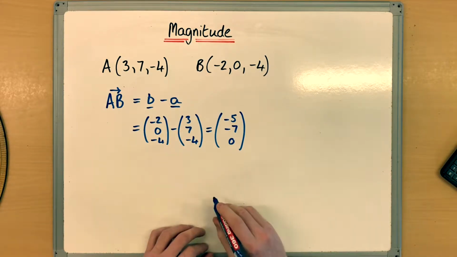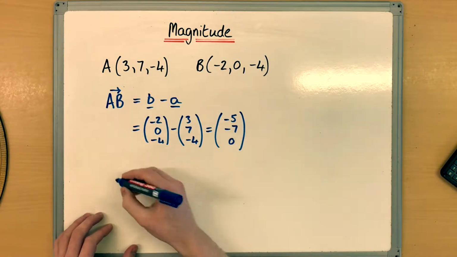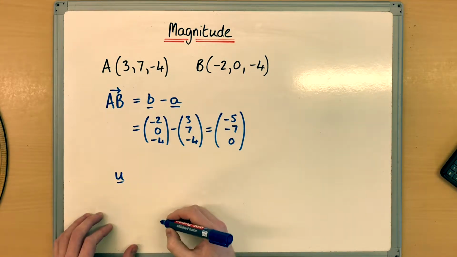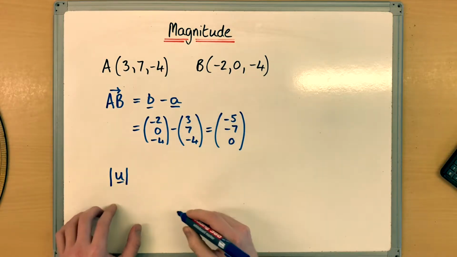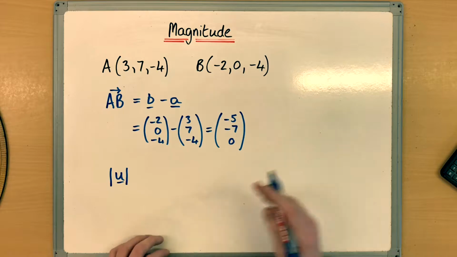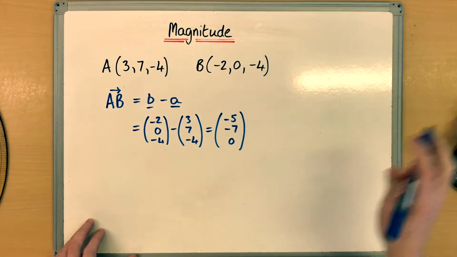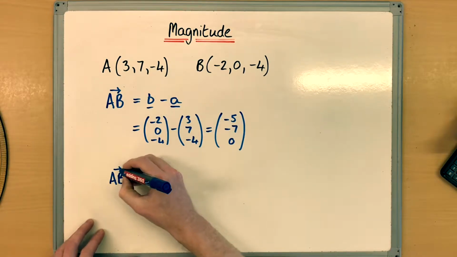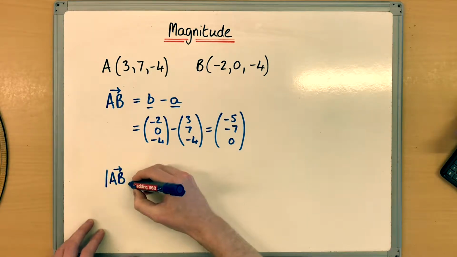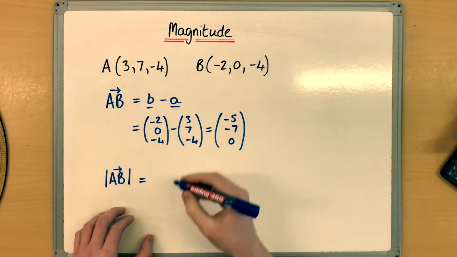Now let's apply the magnitude formula. If we're writing it as U, then we would put the letter U, and we would put 2 lines either side, and that means magnitude. Or we do exactly the same if we're talking about the vector AB. Either way, write down the vector and put 2 kind of straight brackets around it. And we're going to use the magnitude formula.